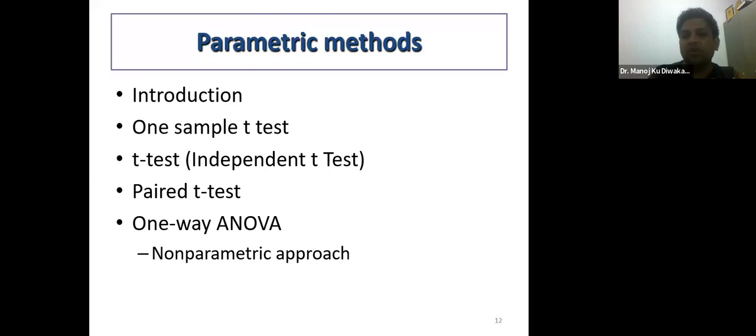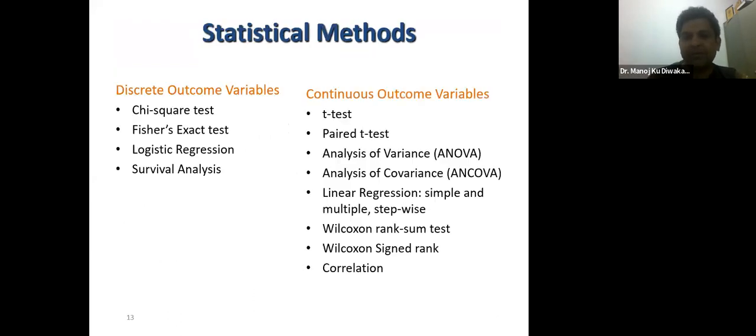Means your data is normally distributed, then you will say that it is the parametric methods. You can opt for parametric methods. If your data is not normally distributed, then you can go for the non-parametric methods. Okay, so let's see the statistical methods you will opt for the discrete outcome variables and continuous outcome variables.